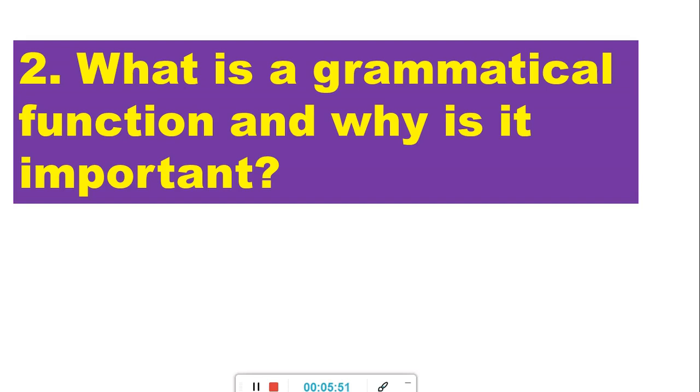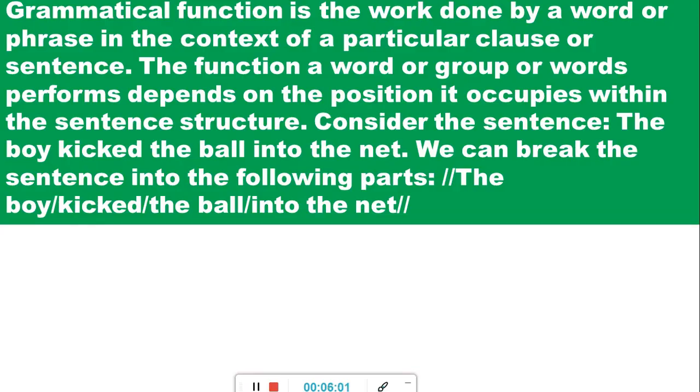Now, let's come to the second item on our agenda. What is a grammatical function and why is it important? Now, a grammatical function is the work done by a word or phrase in the context of a particular clause or sentence. The function a word or group of words performs depends on the position it occupies within the sentence structure.